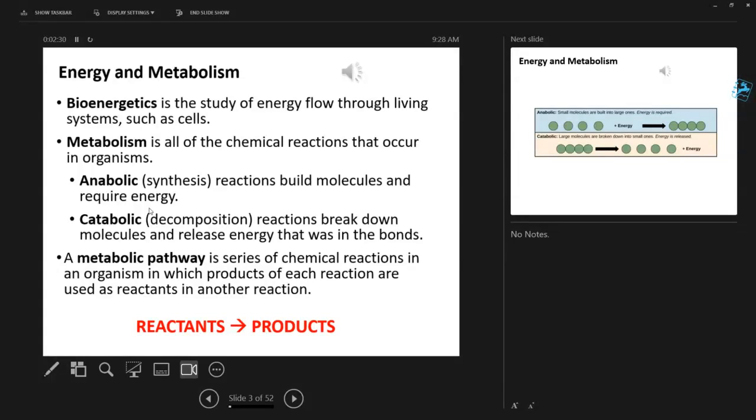This term metabolic pathway just means one chemical reaction after another, and the products of one chemical reaction are used as reactants in the next chemical reaction. And there are lots of these metabolic pathways going on in our bodies. And most of these important chemical reactions require enzymes. We'll talk about enzymes a little more in this chapter.